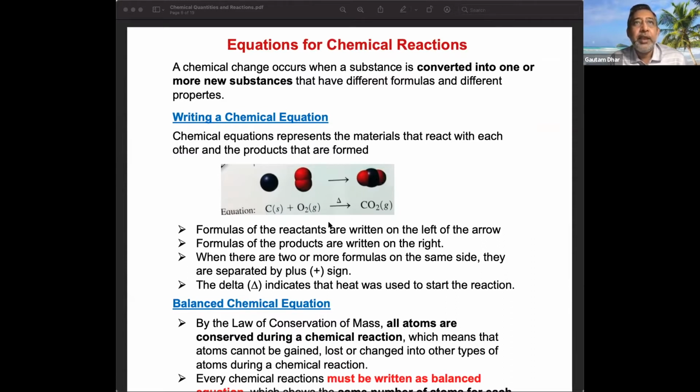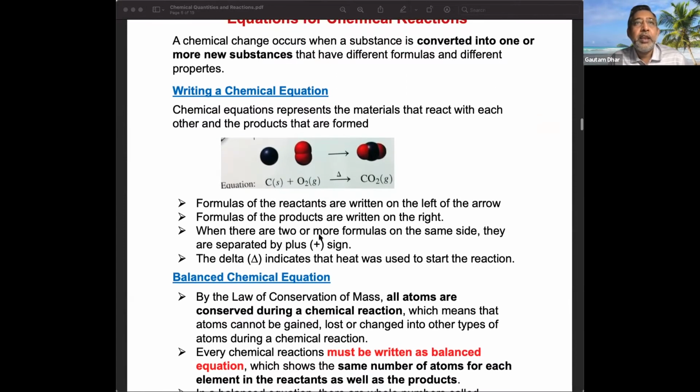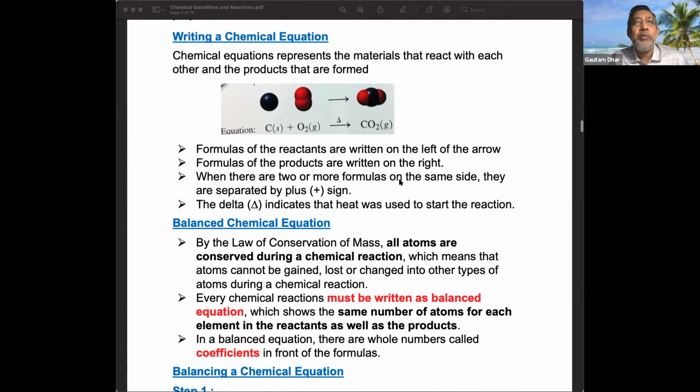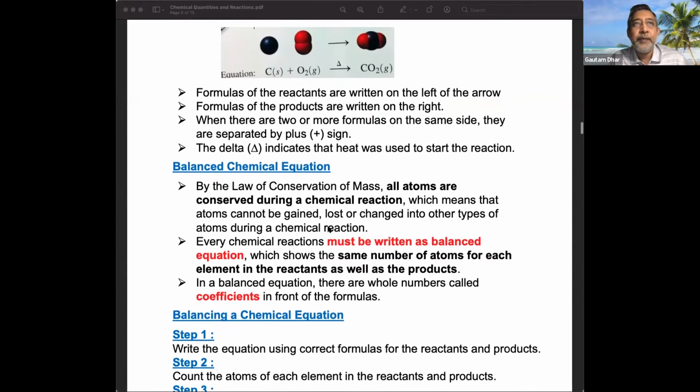Now, when there are 2 or more formulas, we add a plus sign in between, and then there's an arrow, and we can add other things like delta. Delta means heat. You can add physical states in parentheses, like S and G. S means solid, G means gas. So we add other information into the equations gradually.